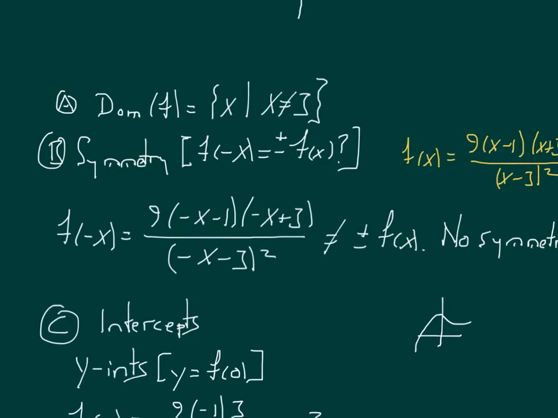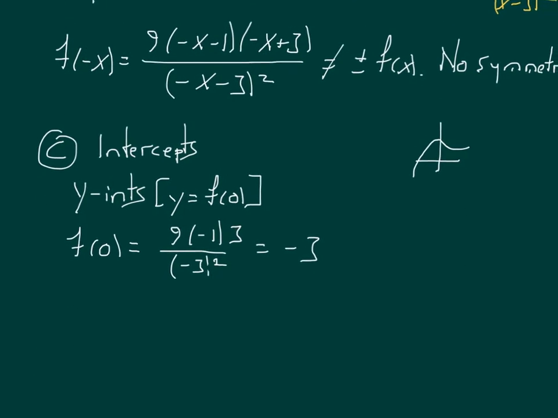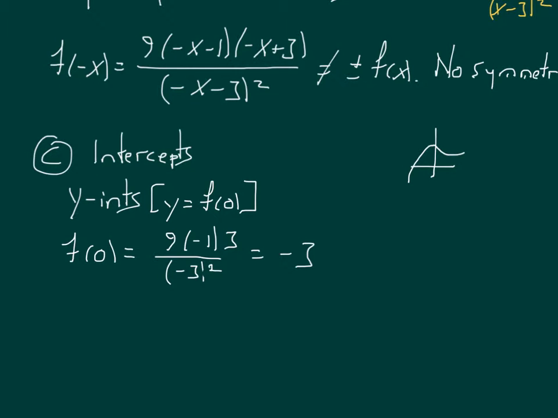So now we want the x-intercepts. Well, when do we have x-intercepts? X-intercepts happen when y is equal to 0. So we'll just set y equal to 0 and solve for x. So we're looking for when f of x is equal to 0.